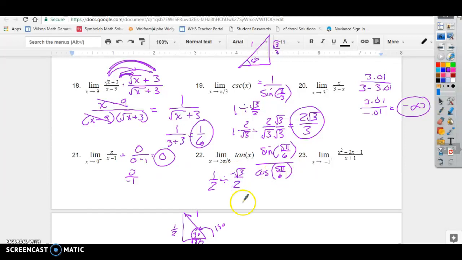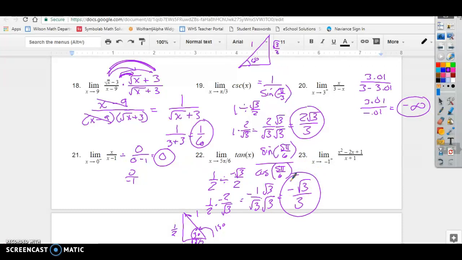So I'm going to keep the half, change this to 2 over square root of 3. The 2's cancel out, leave you with negative 1 over the square root of 3. And then we're getting that radical 3 out of the bottom again. So this is negative radical 3 divided by 3. And that's 22.